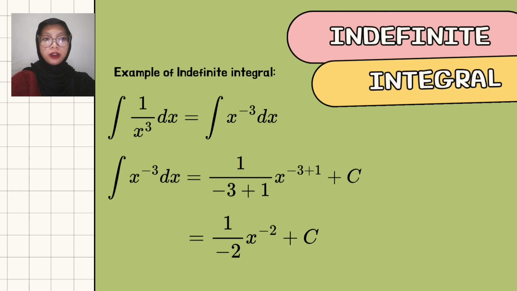Let's look at another example of indefinite integral. The integral of 1 over x cubed dx is equal to the integral of x to the power of negative 3. Using the power rule of integration, we add 1 to the exponent, then divide by the new exponent. So, we get 1 over negative 3 plus 1 times x to the power of negative 3 plus 1 plus c. So, the result is 1 over negative 2 times x to the power of negative 2 plus c.